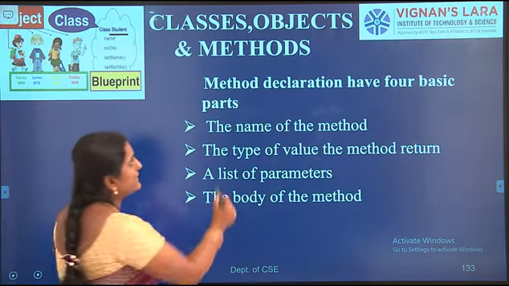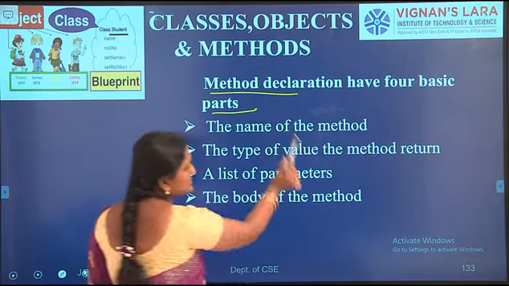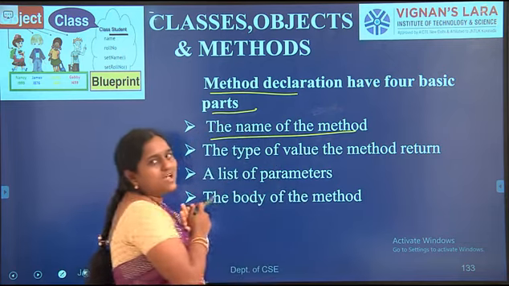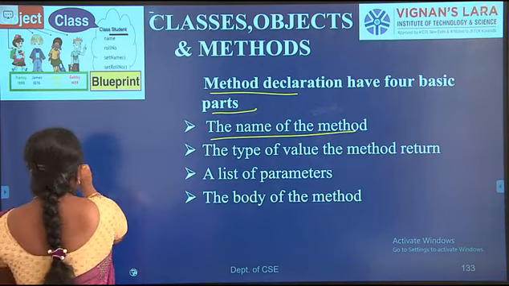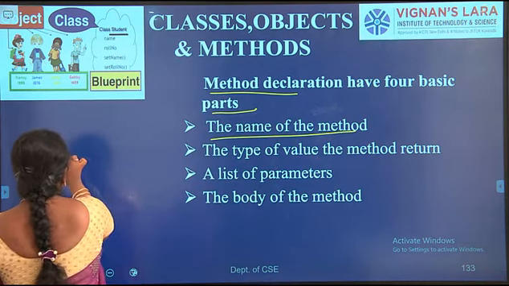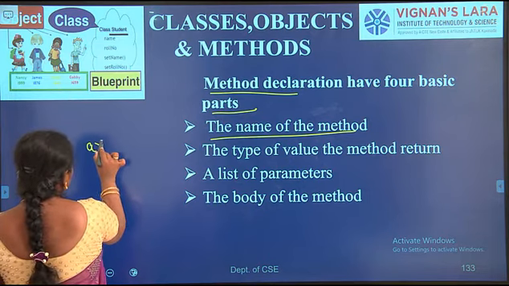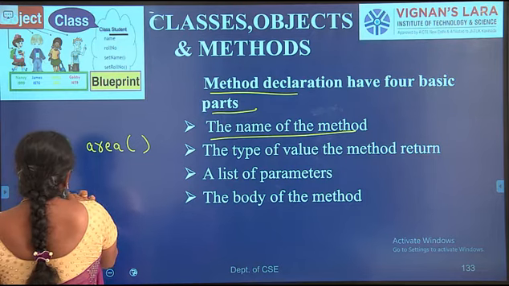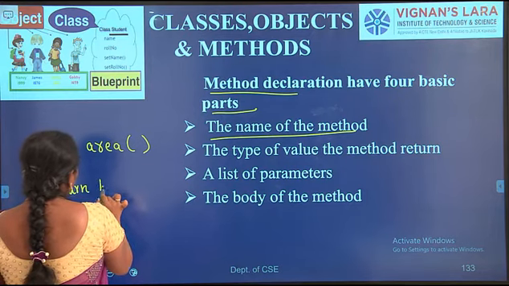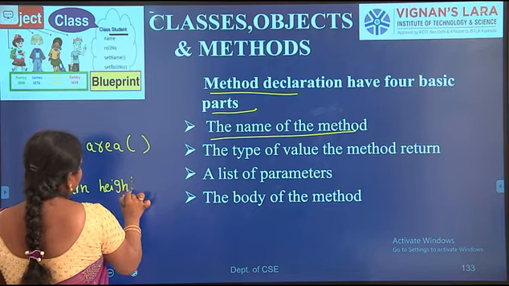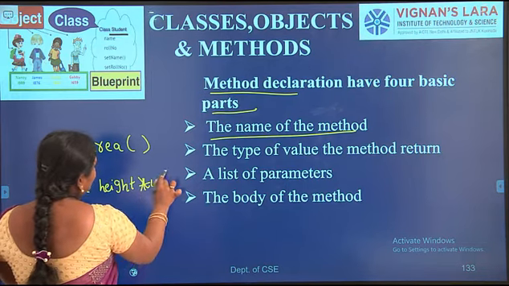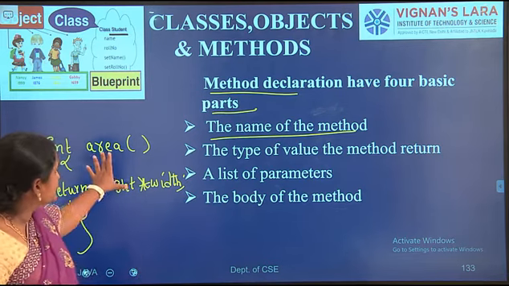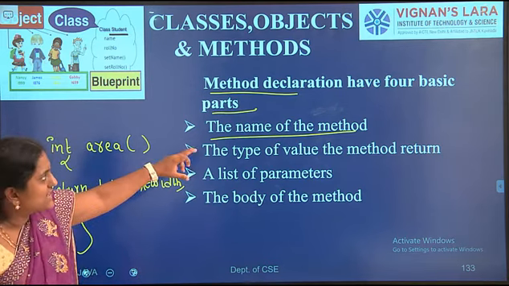Here, a method declaration has four basic parts. What are they? The name of the method. For example, I am taking one method: int area, return height into width. So it is the one body. The method declaration contains four basic parts.